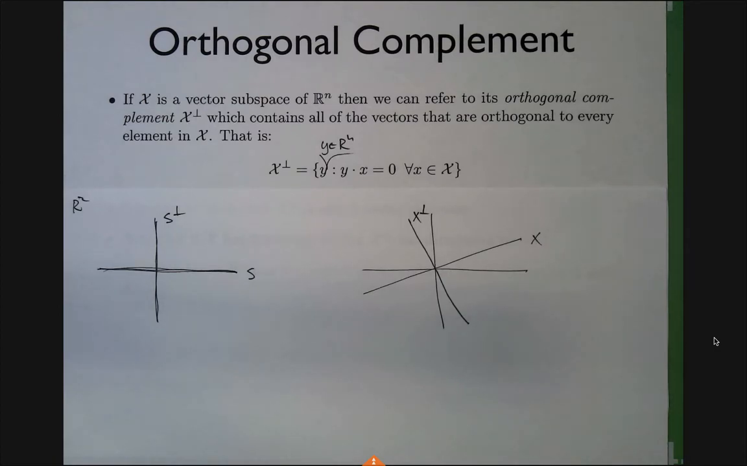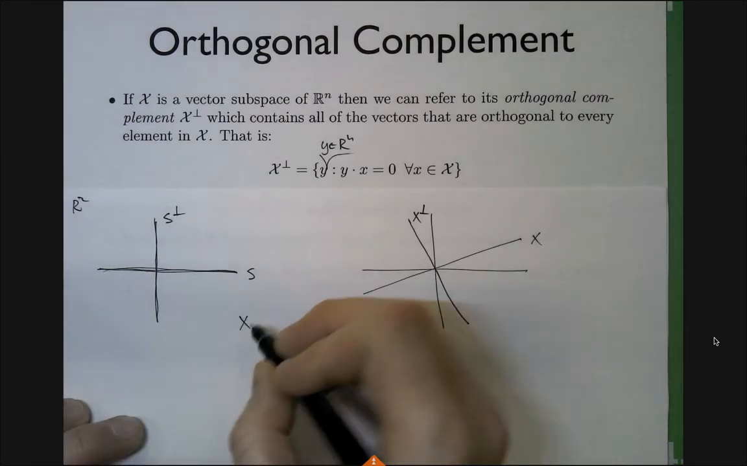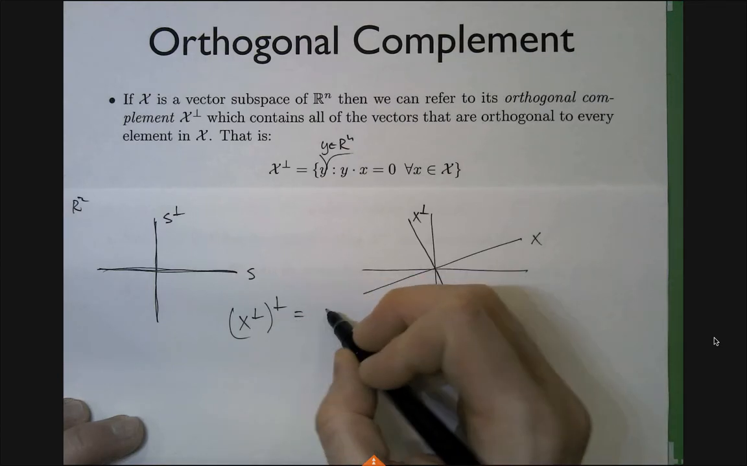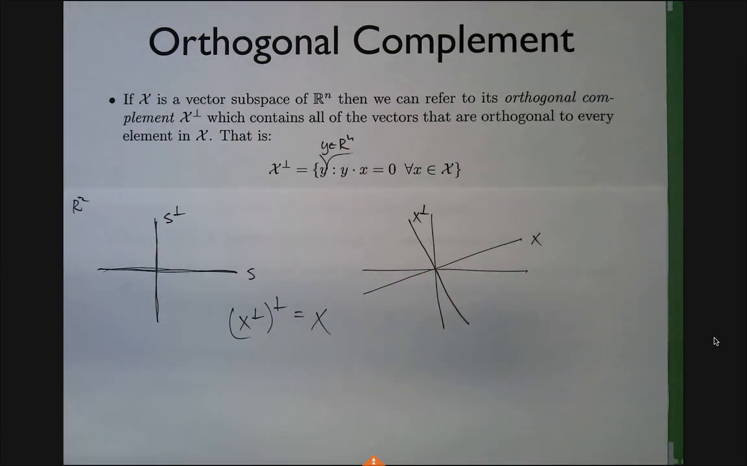A plane perpendicular to it, right? Also passing through the origin, of course. And the other way around, if I have a plane passing through the origin in 3D, what's the orthogonal complement to that? Something symmetric, right? It's the line that gives me back the line. Actually, it appears that it's always true that if I take the orthogonal complement and then take another orthogonal complement, I get back the original subspace.